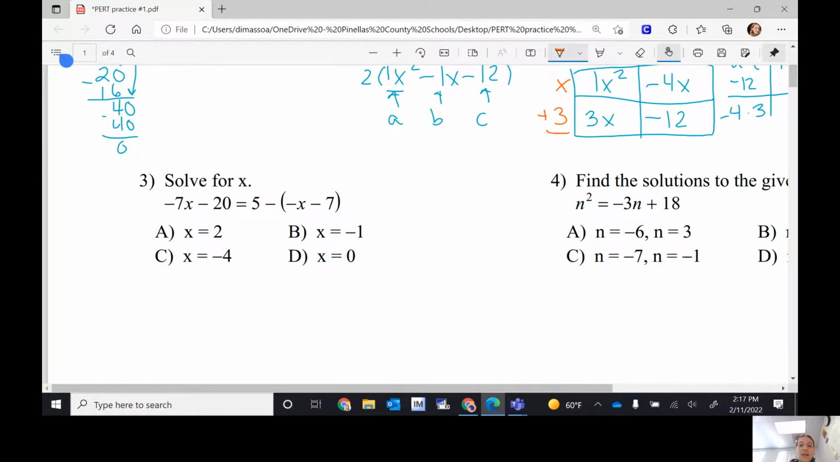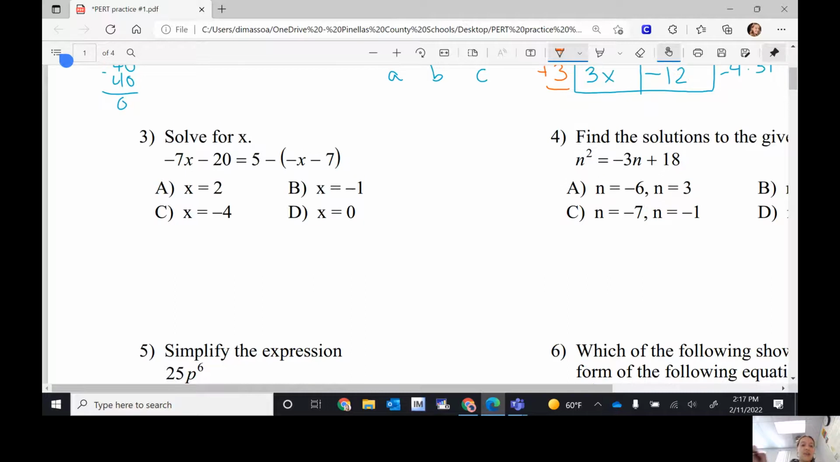All right, number 3, solve for x. So in this problem, it's a little bit of just straight up algebra. And so what I'm going to do is I'm just going to rewrite the equation over here to the left. So it's -7x minus 20 equals 5 minus parentheses -x minus 7. Okay, so this is an algebra equation. I'm going to look on the left side. And over here on the left, I can't combine any like terms, unfortunately. So it just stays -7x minus 20. So nothing changes on the left.